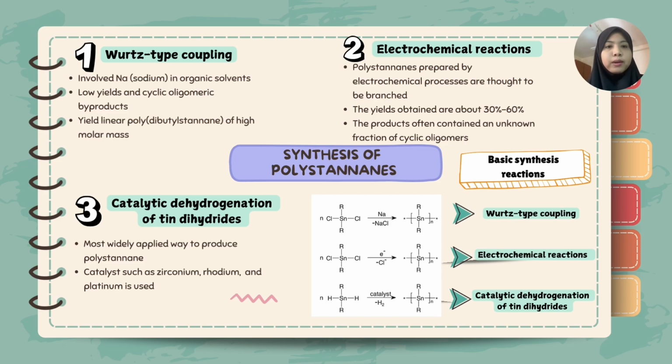Second, we have electrochemical reaction. Polystannanes are prepared by an electrochemical process. The yields obtained are about 13 to 16%. The products often contain an unknown fraction of cyclic oligomers. The third method is catalytic dehydrogenation of tin dihydrides. It is the most widely applied way to produce a polystannane. Catalysts such as zirconium, rhodium, and platinum are used.